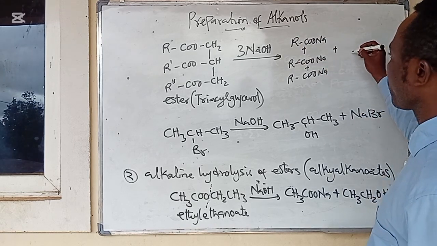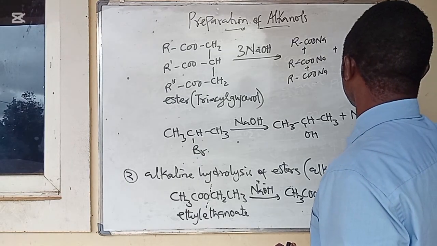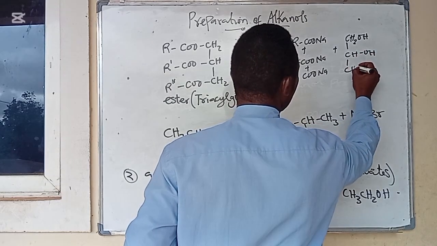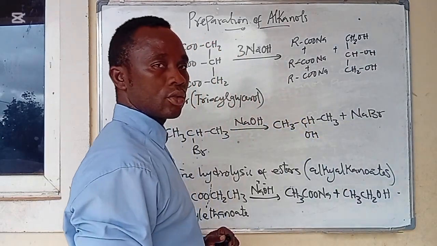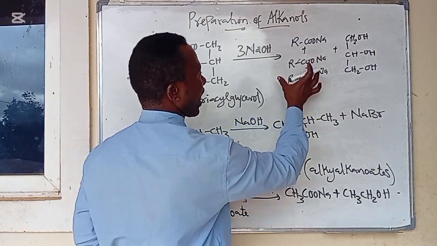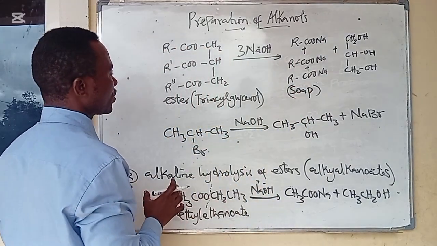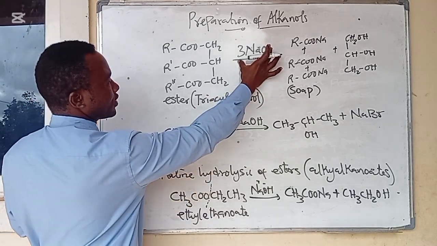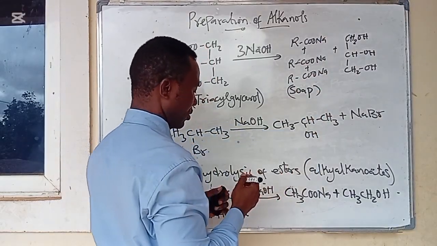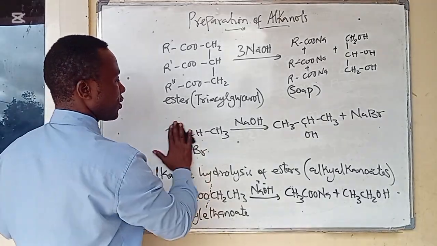Then we have the glycerol, which is CH2OH, CHOH, CH2OH. If you look at this very well, you see that this is a sodium salt of alkanoic acids. So that is what we call soap. So this alkaline hydrolysis of triacylglycerol, which is an ester, will give us soap. Now we can use KOH also for this reaction.